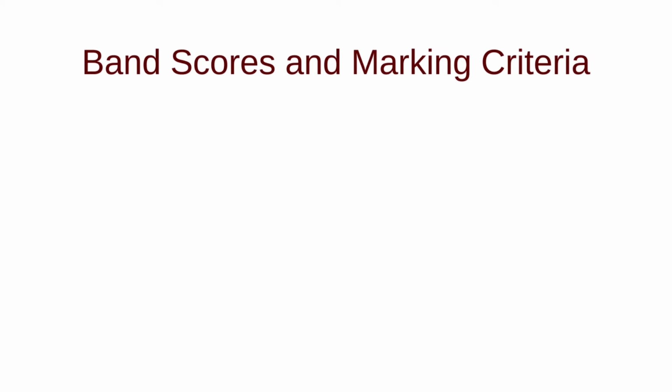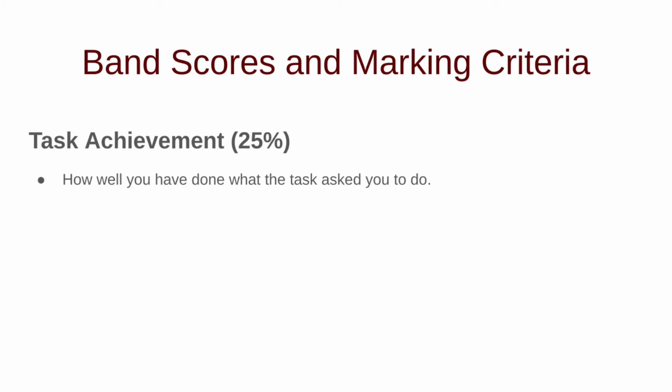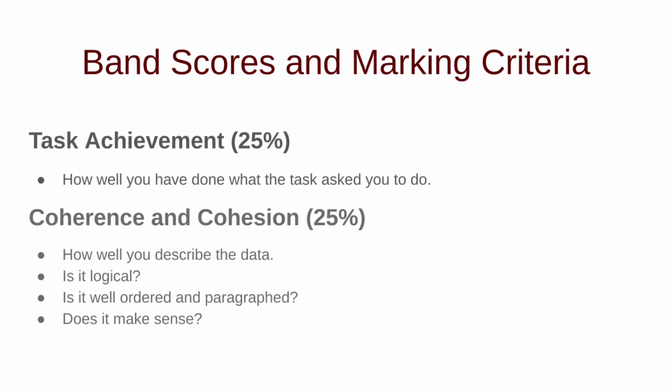So how is the writing task 1 scored? You're actually scored on 4 different areas. Each area contributes 25% to your overall score. The first area is task achievement. Have you done what the question asked you to do, and how well have you done it? The second area is coherence and cohesion. How well did you describe the data? Is it logical? Is it well ordered and paragraphed? And does it make sense?